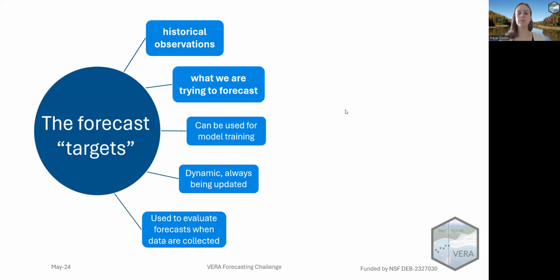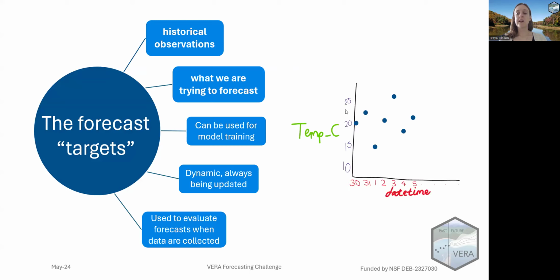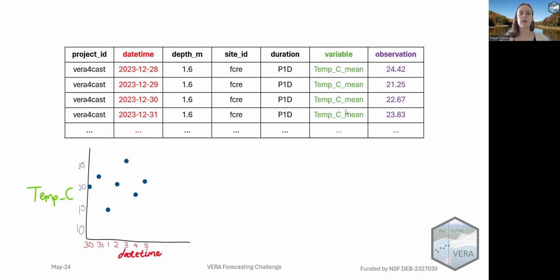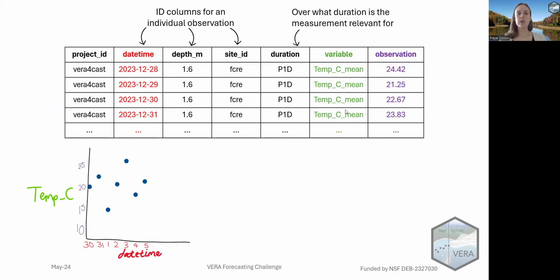and made available. In a simple diagram, it might look something like this, where we have a time series of observations of a particular variable. In a data frame, it might look something like this, that is in a long format, where we have columns that are identifying our observation. These include the date, time, the depth of the measurement, and the site that the measurement is for. We then have a duration column, which describes over what period the measurement is for. The P1D here describes a daily measurement.